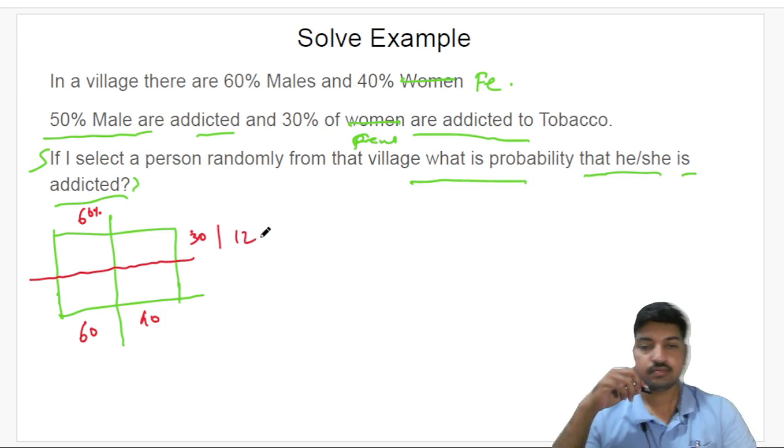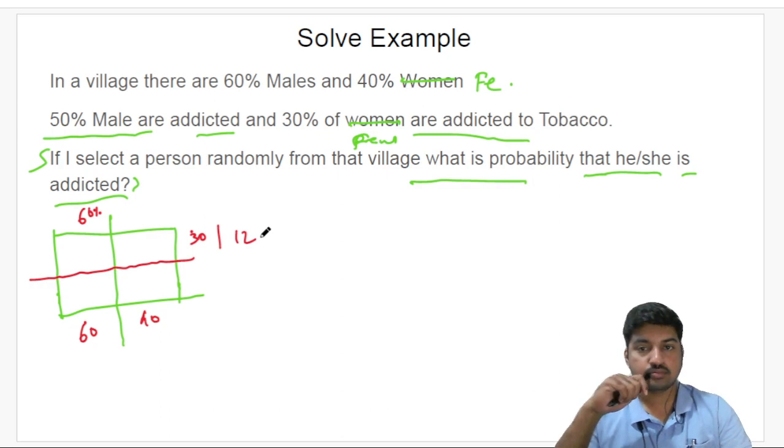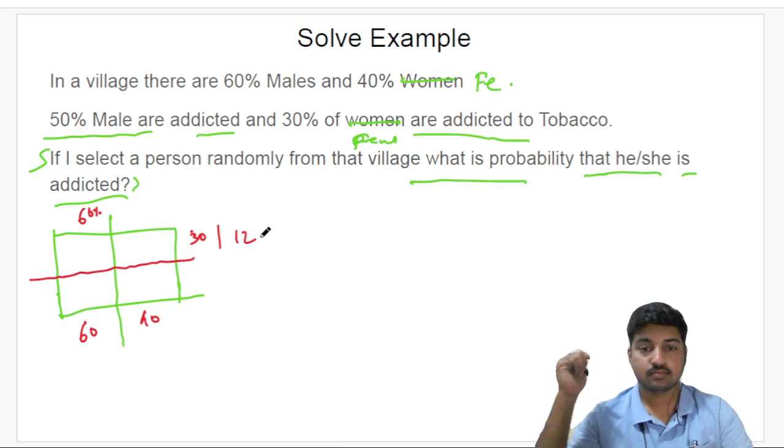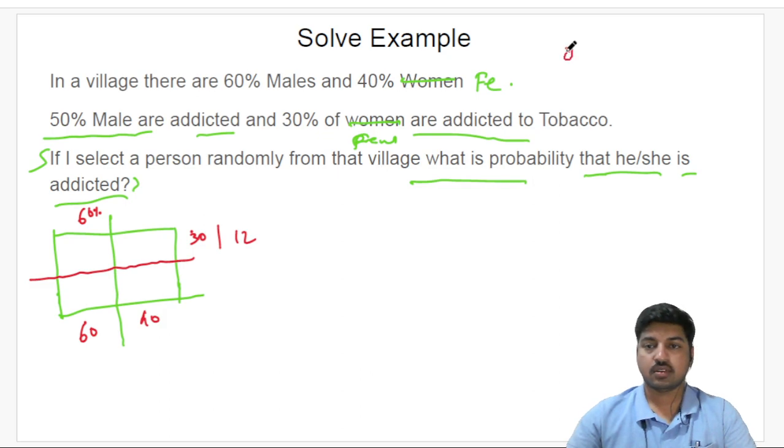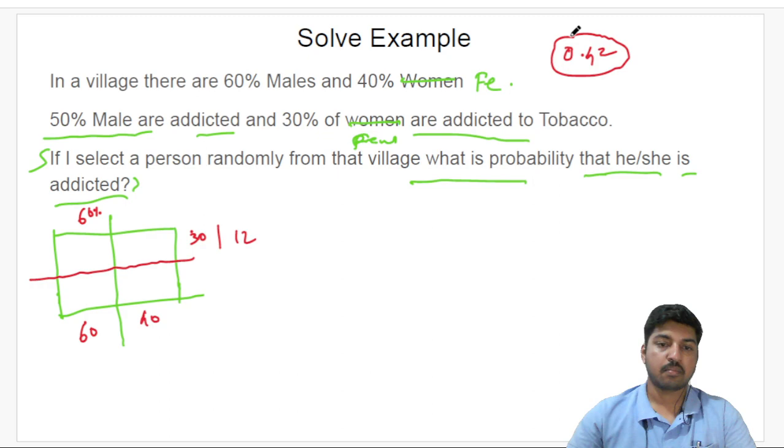Got answer? Bhaiya, 0.42. Amit, are you trying? Yes, bhaiya. Take 1 more minute, please.